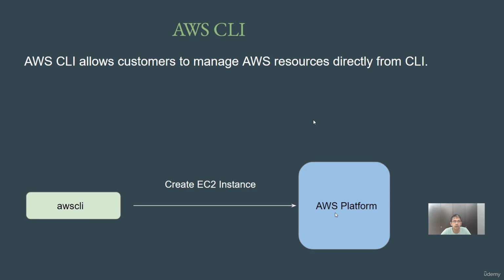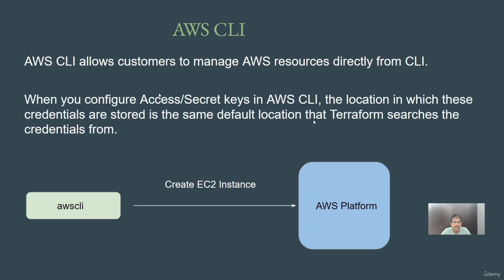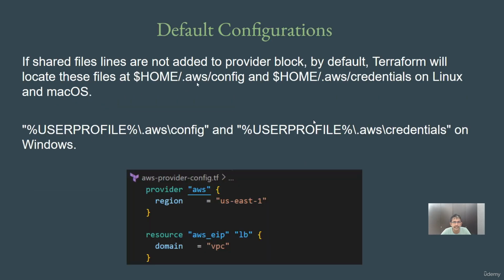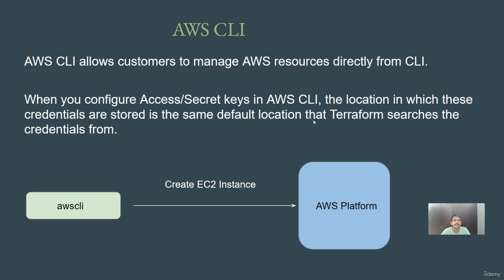Now, when you are configuring the AWS CLI, the access and secret keys are also required. The place where AWS CLI stores the access and secret key is the same location from which Terraform tries to search for the credentials, which is the AWS config and AWS credentials. So this path is where AWS CLI stores the credentials. Let's directly jump to the practical to understand things in more detail.